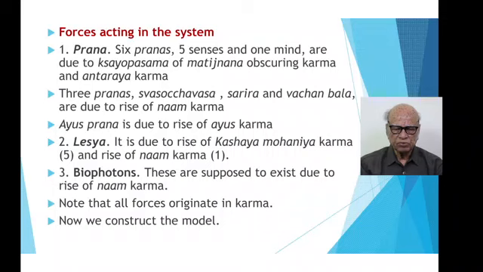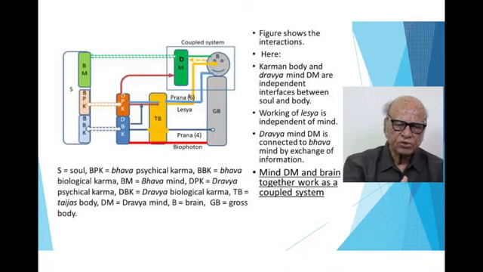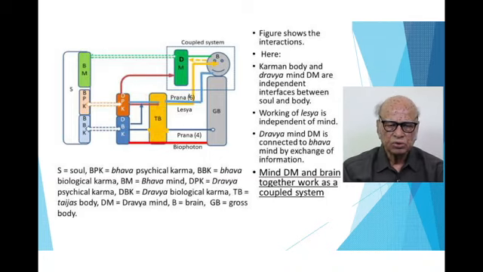So with this information, we now construct a model. Here is the model of the living system. So on the left hand side, the soul is represented, and the impurities of the soul rather, divided in 3 parts: bhav man, bhav psychical karmas, and bhav biological karmas. Okay.